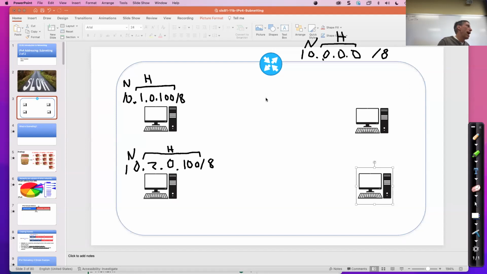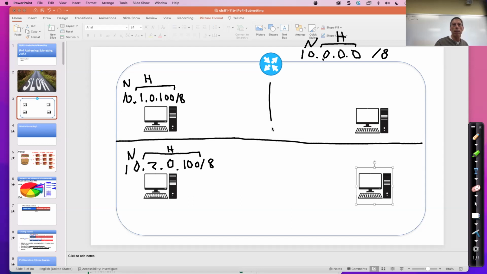What we're going to be doing today is taking this network and we are going to divide it up into 4 different networks. So we're going to take this 10.0.0.0 that the rest of the world sees us as, and we're going to divide it into what we call /16 networks. We could make this network address here 10.1.0.0 would be the network address.